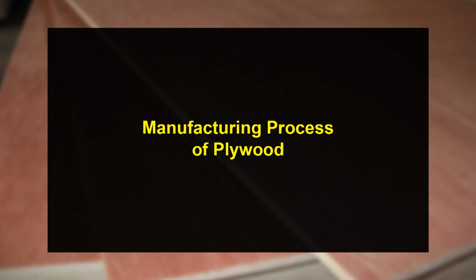Now, let's dive into the fascinating manufacturing process of plywood. The trees used to make plywood are generally smaller in diameter than those used to make lumber. In most cases, they have been planted and grown in areas owned by the plywood company. These areas are carefully managed to maximize tree growth and minimize damage from insects or fire.